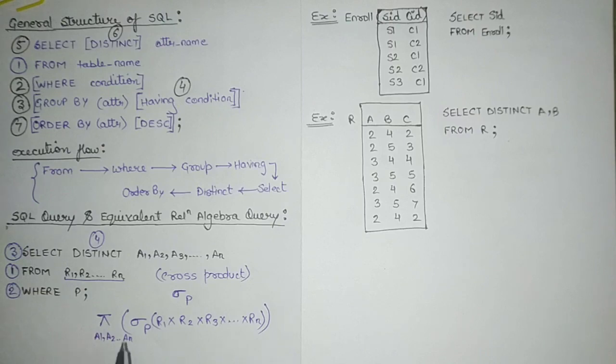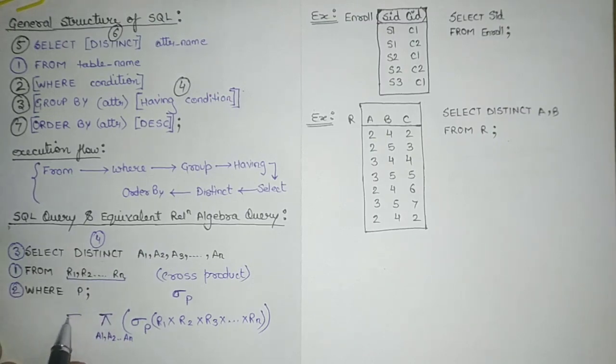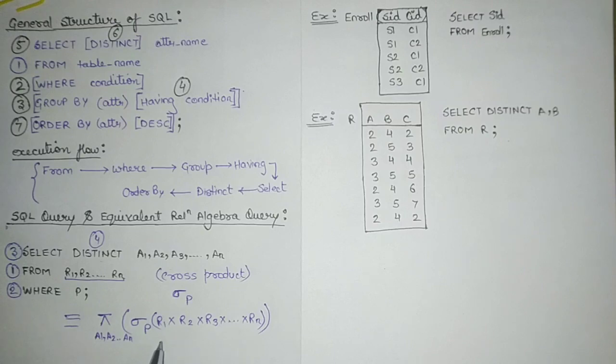And we already know that in relational algebra the output will always be distinct. So there is no need to take care of distinct in relational algebra. But in SQL, distinct is not the default. If you want to find these distinct records, then you have to specifically mention the distinct word in the query. So this is the equivalent relational algebra query for this particular SQL query.